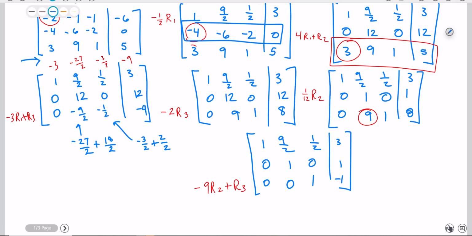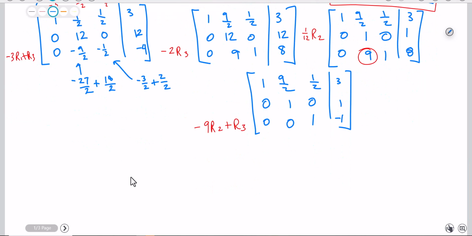Now I'm pretty much home free because I know based on this last row that z equals -1. I also know on this row, so nicely, this doesn't always happen, that y equals 1. And then I can go back and plug into my equation here, 1x plus 9/2 y plus 1/2 z equals 3. Or of course you could have used one of the other equations. Probably let's do that because I know once again you guys aren't a huge fan of fractions.